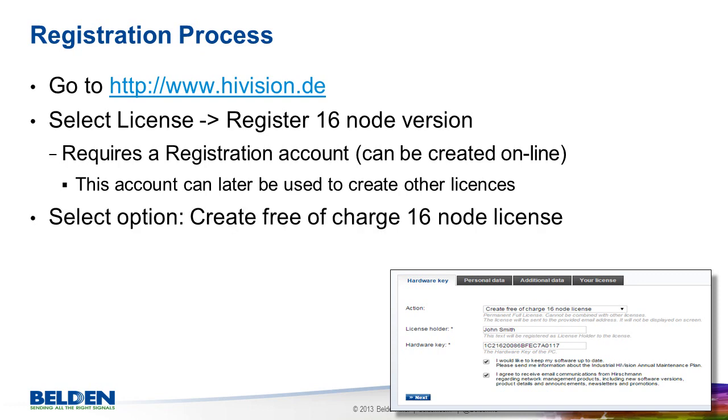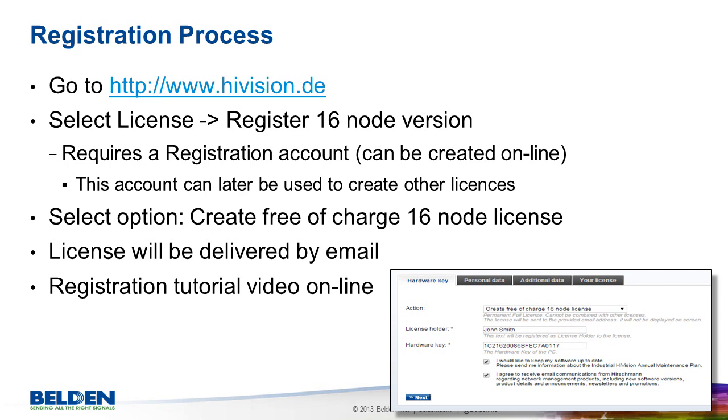In the Action drop-down box, select the option to create a 16-node license. You'll then need to provide some basic information. It's important that you enter a valid email address. Your license will be emailed to this address. When you receive the license, copy it directly into Industrial HiVision in the Preferences License section. If you'd like to watch the registration process before trying it yourself, there is a video available on the Industrial HiVision website which runs through it from start to finish. Just watch it at your leisure.